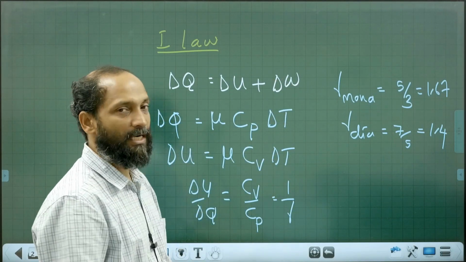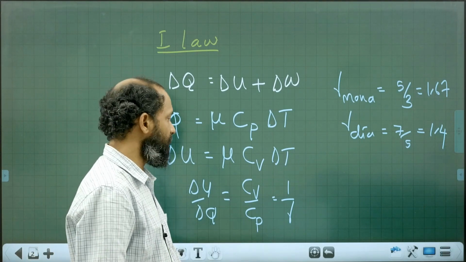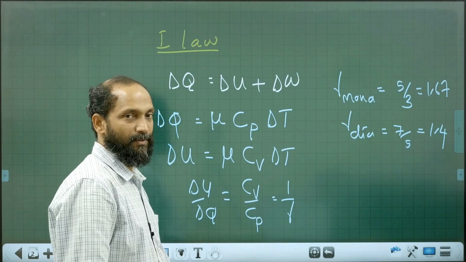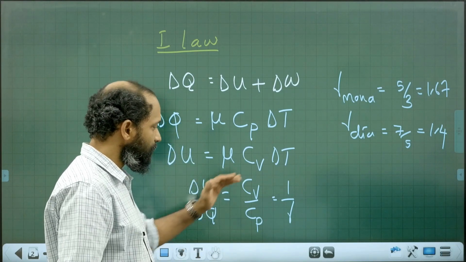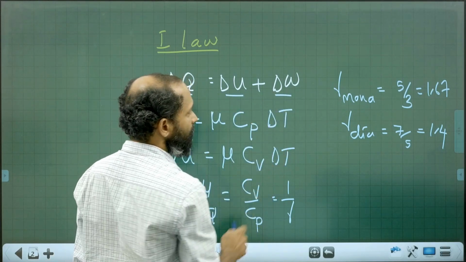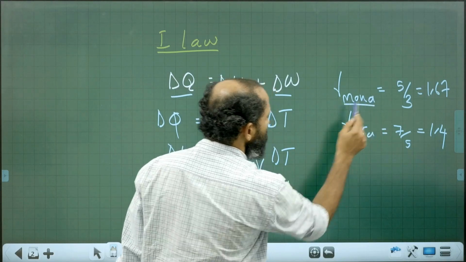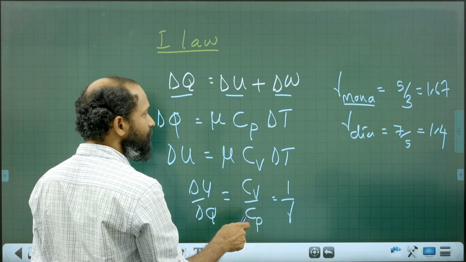Gamma stands for adiabatic index or ratio of specific heats, Cp by Cv, the index of the adiabatic process. So delta U by delta Q is 1 by gamma, and also connecting these together: for a monatomic gas, gamma is 5 by 3, which means 1 by gamma is 3 by 5.